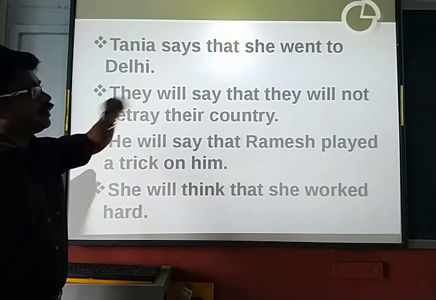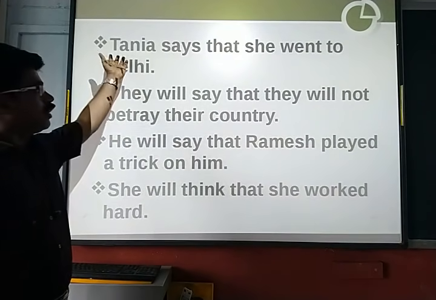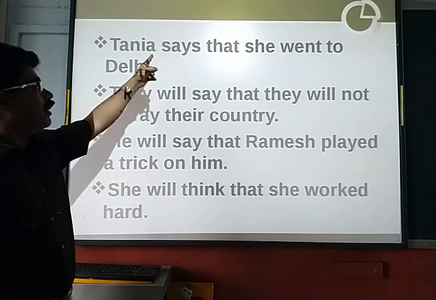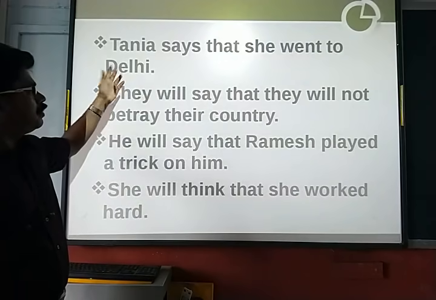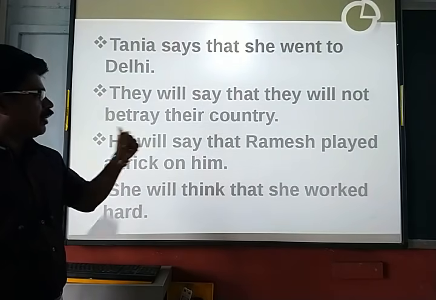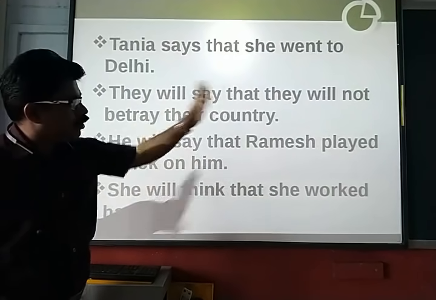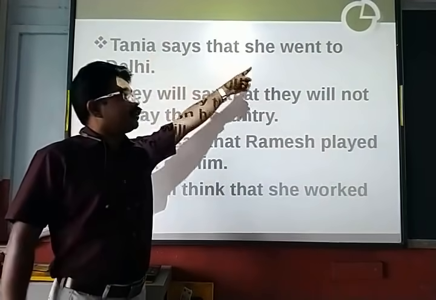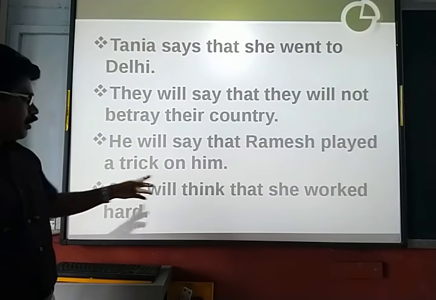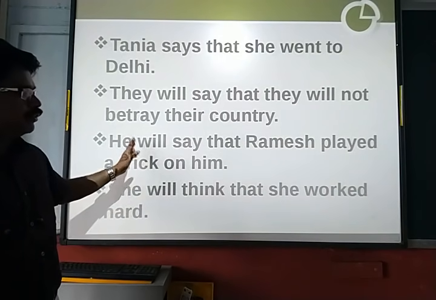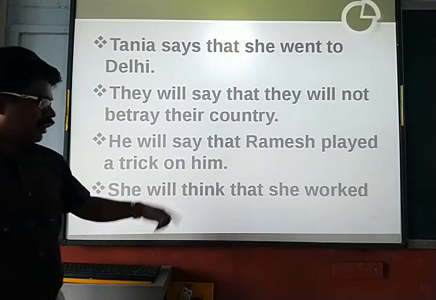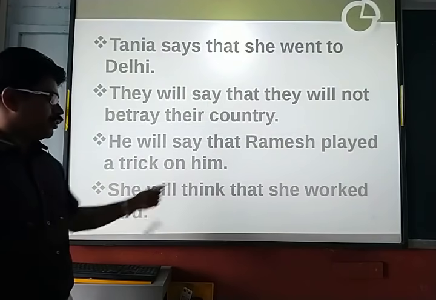Tania says that she went to Delhi. She says that she went to Delhi, similar to the first example we have taken. They will say that they will not betray their country. Here it was the same thing: present tense in the principal clause, past tense in the subordinate. He will say that Ramesh played a trick on him. Now here it is will, future tense, and here it is past tense. She will think that she walked her. Again it is future plus past tense.